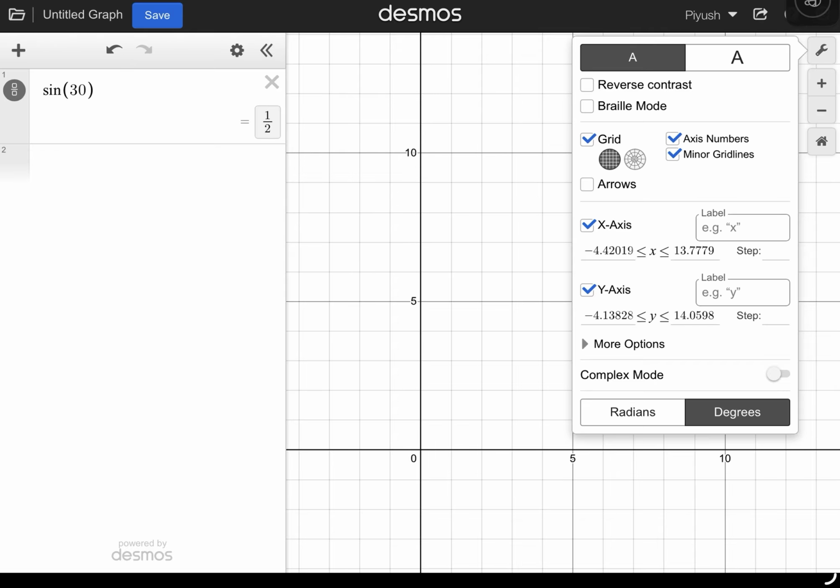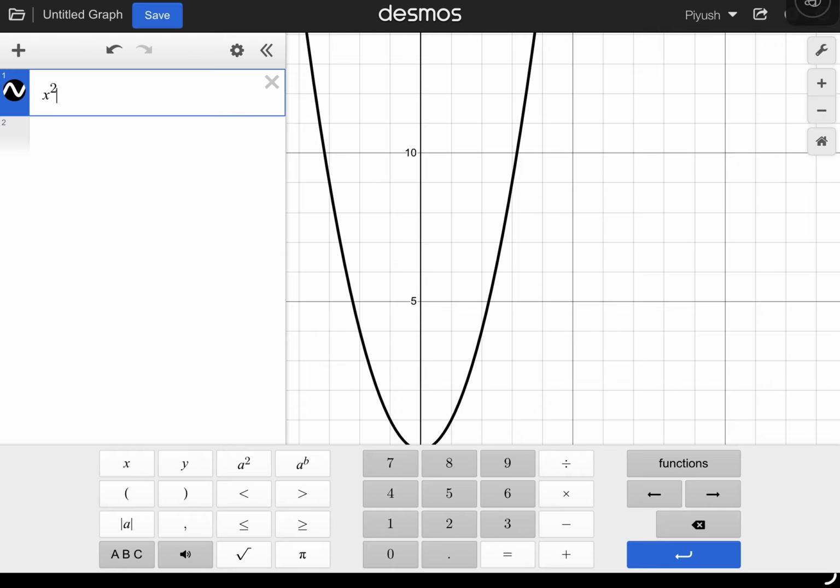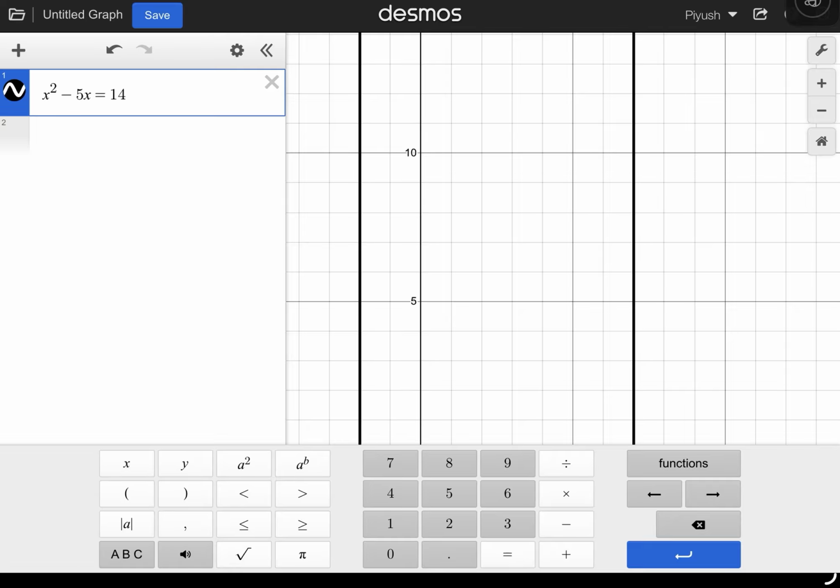So now, the last thing I'm going to cover is a very specific type of question. Let's say you have a quadratic expression given, and I'll say it's x squared minus 5x equals 14, or this type of equation, and you're trying to find the positive solution. What do you do in this case? Let me first enter the graph, right?